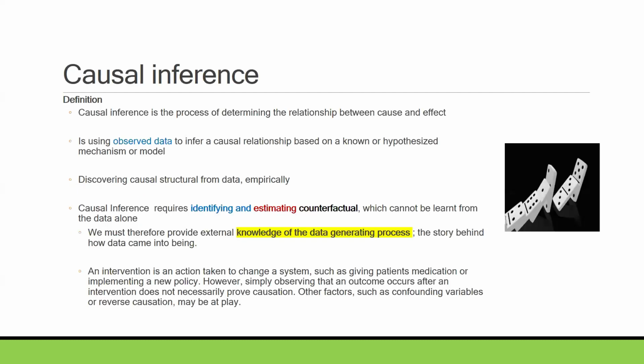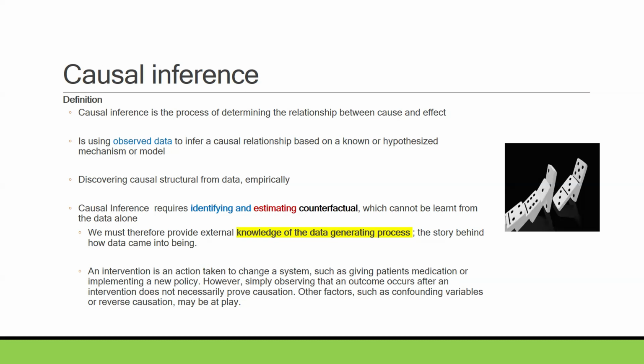So just to give you a recap, remember, we defined causal inference as a process of determining the relationship between cause and effect. We also defined causal inference as the use of observed data to infer a causal relationship between two variables based on a known or hypothesized mechanism or model. Or we may define causal inference as discovering the causal structure from the data.